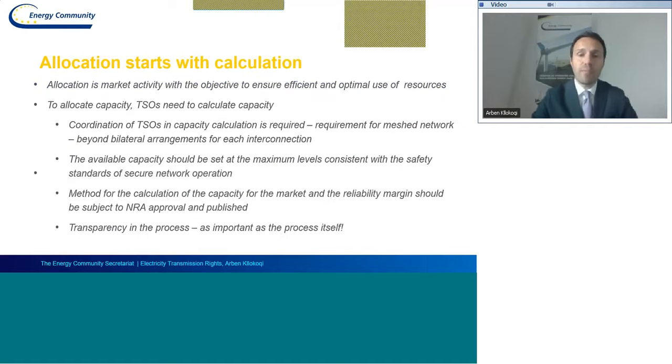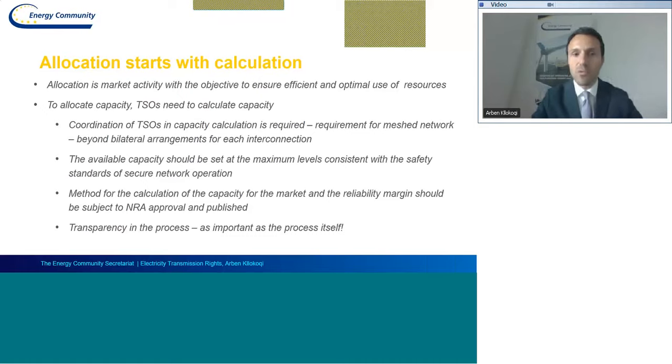Now, when we speak about allocation, again, it's a process where TSOs put interconnection capacity between two zones in the market, and then market participants buy the rights to use the capacity. Of course, everything starts with a calculation. So the TSOs will need, first of all, to calculate what is available for the market. As we said, if there are constraints, then the TSOs will need to assess the level of capacity that market participants are able to use for their commercial exchanges.